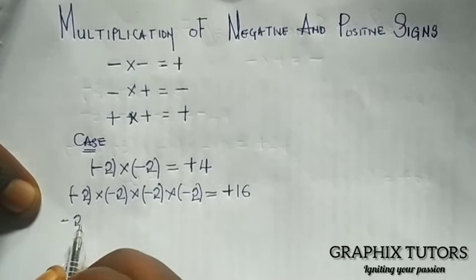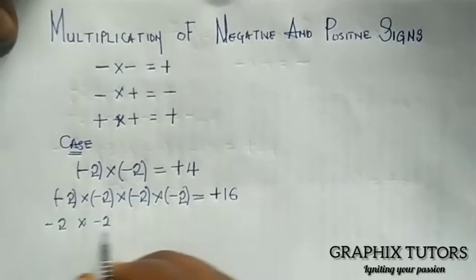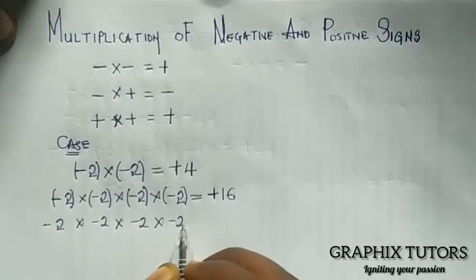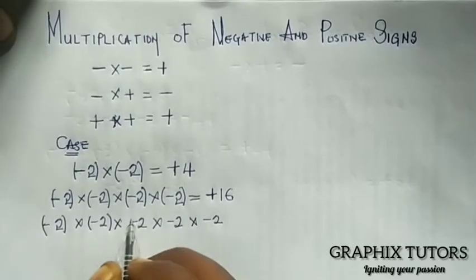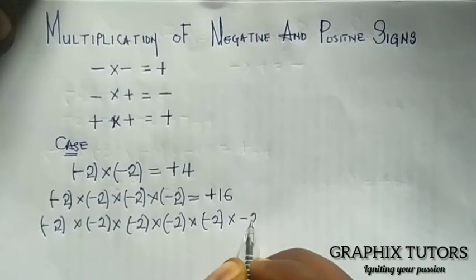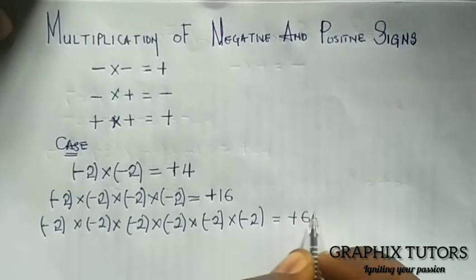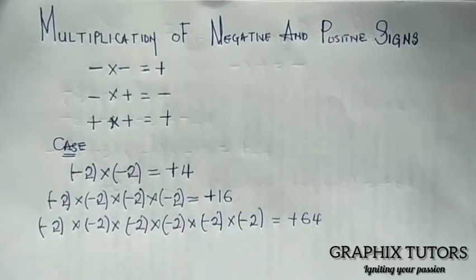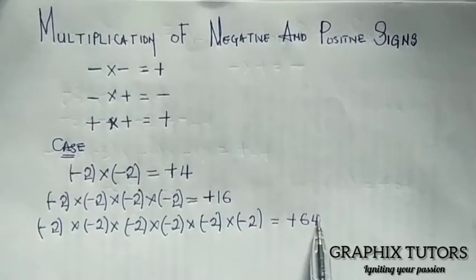Minus 2 times minus 2 times minus 2 times minus 2 times minus 2, which is 1, 2, 3, 4, 5, and times minus 2, 6. We still have positive, but this will not be what? 64. When you count the minus, we have 1, 2, 3, 4, 5, 6, right? And it's 2 times 2 times 2 times 2 times 2 times 2, which gives 64.